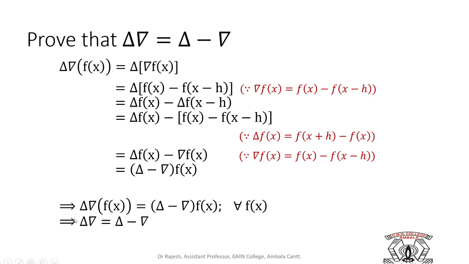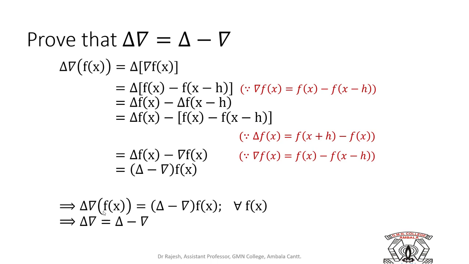In the next step we will put them as equal, so that we have established that delta del is equal to delta minus del. So we have established the third identity, and this identity is important from the examination point of view. This is the third identity establishing the different relationships between the six terminologies that we studied in the last lecture.